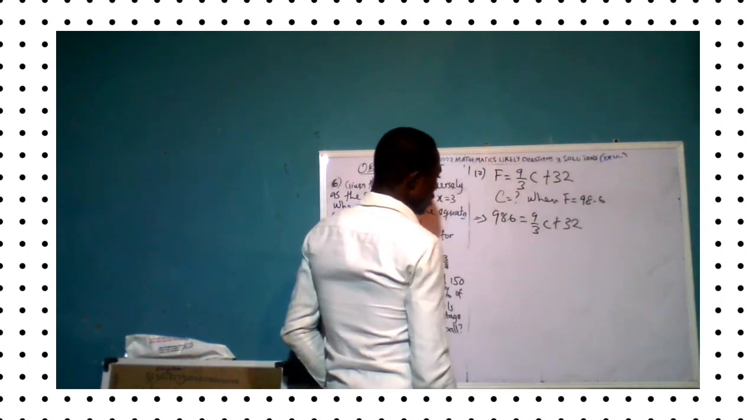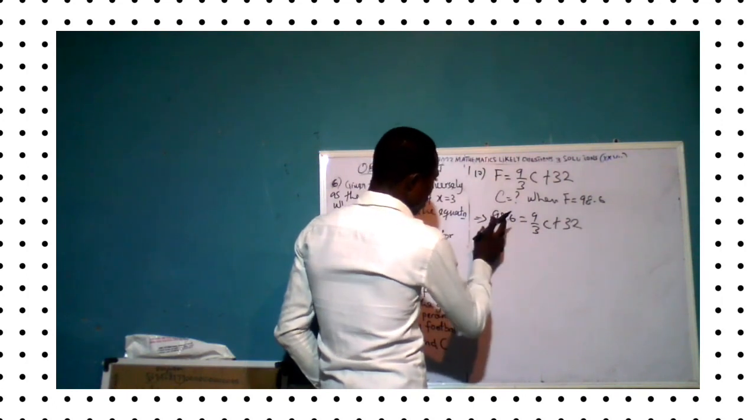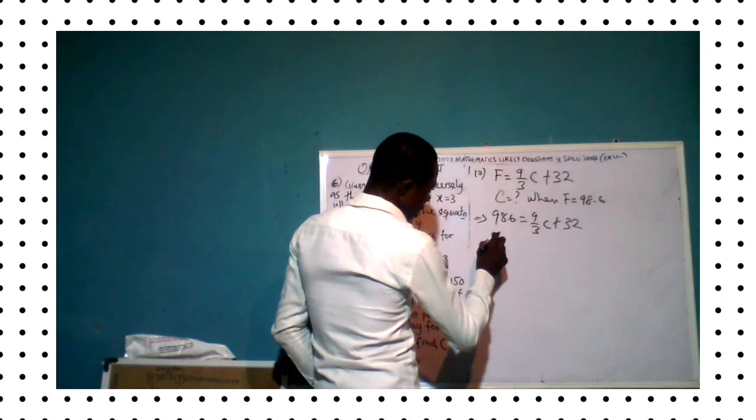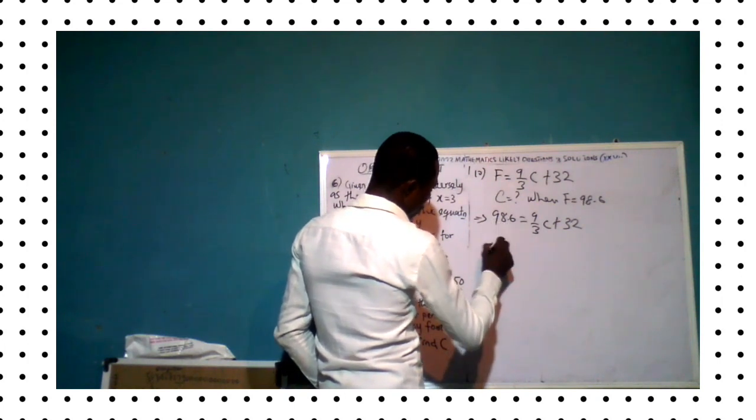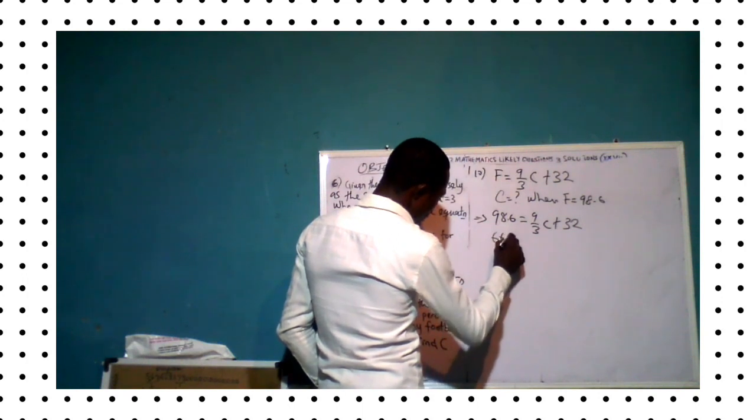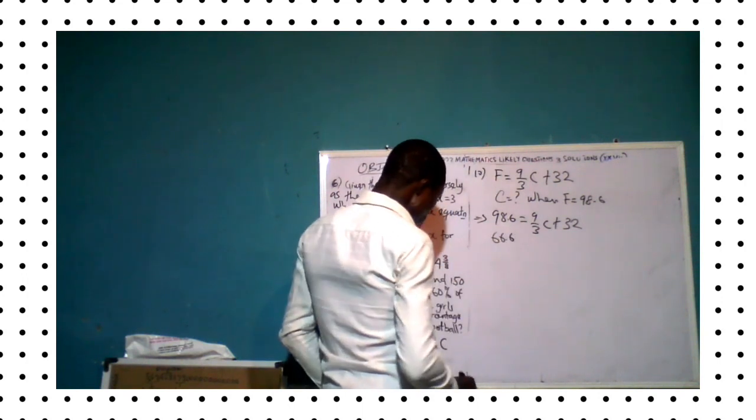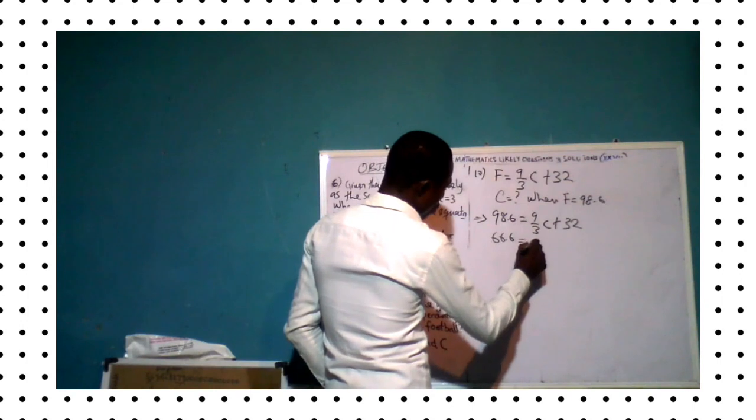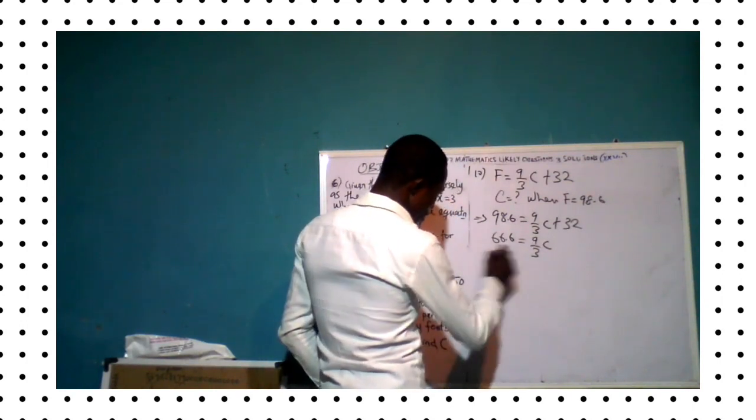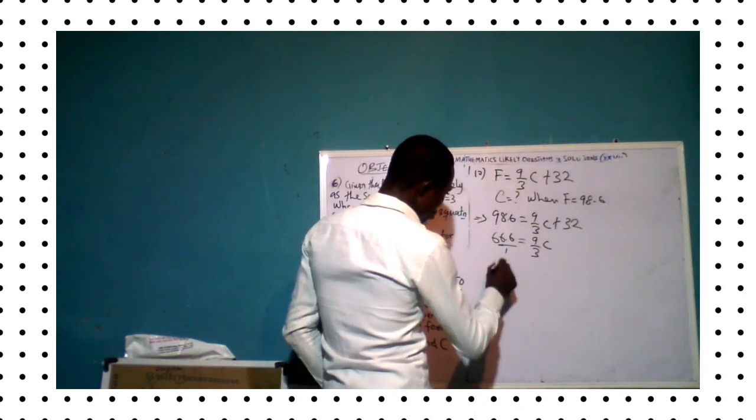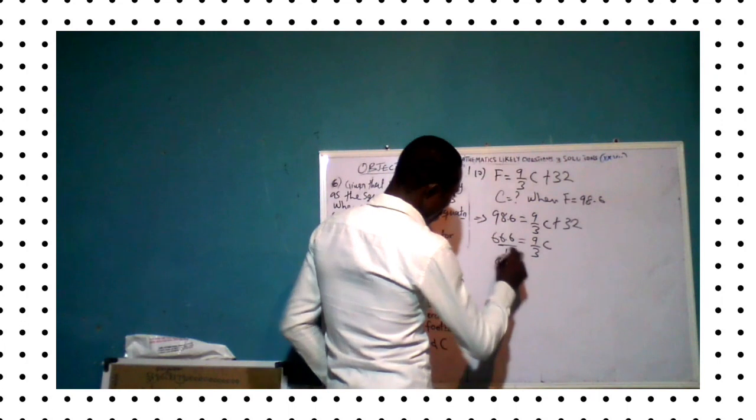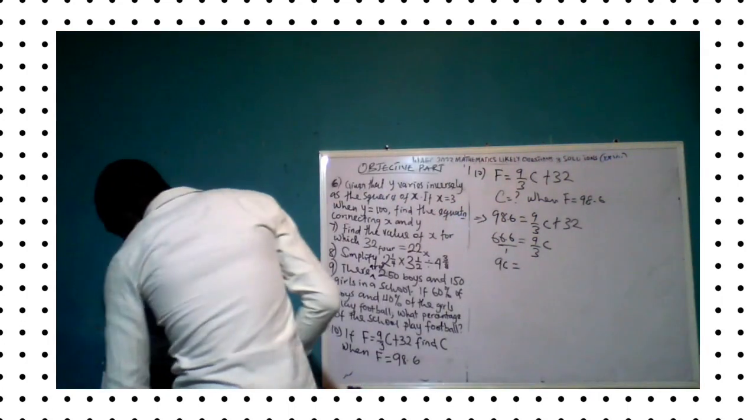So by collecting like terms, constant number to constant number, you have 32 coming here. That will be minus 32. So 98.6 minus 32 will give you 66.6. Okay, 66.6 equals 9 all over 3C. And you do cross multiplication. This will give you 9C. Okay, 9C equals 3 times 66.6.